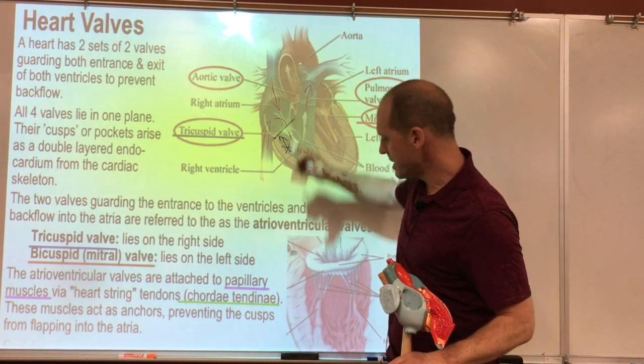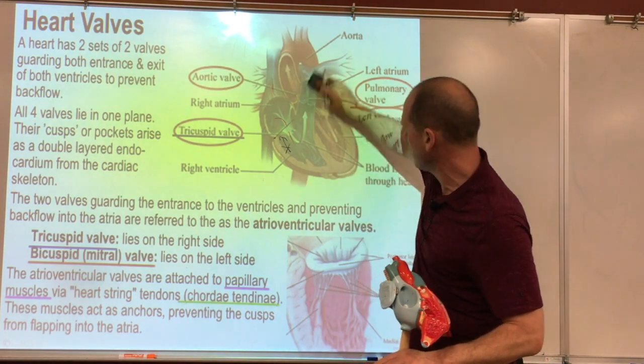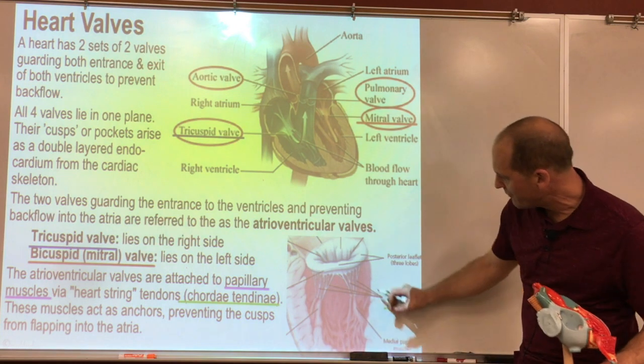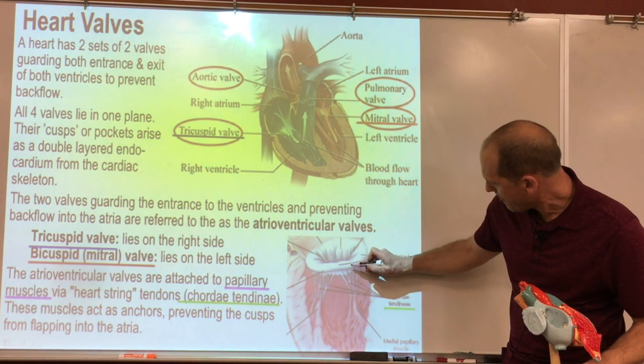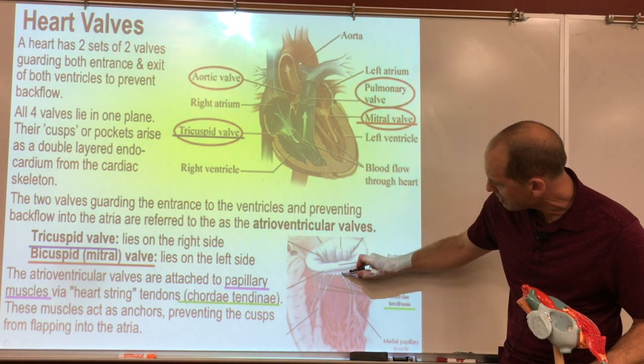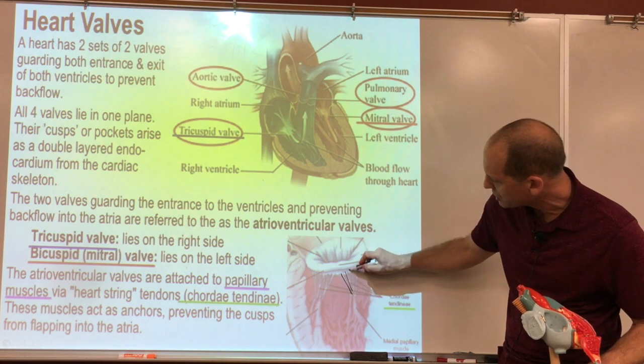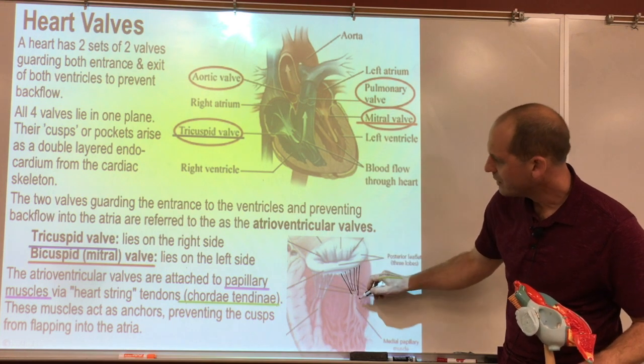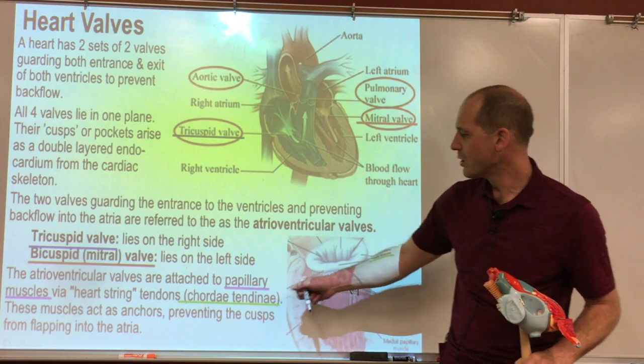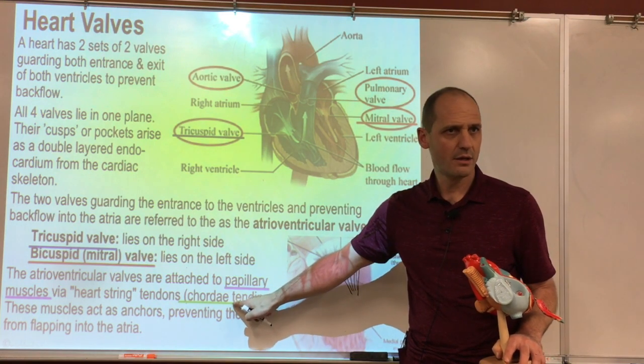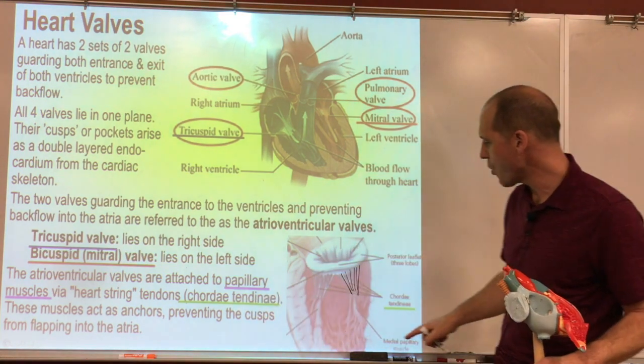The valve is... oh, you can see that actually in here. The valve, this is one of those valves between the atrium and the ventricle, and it has some tendons like these little strings on it. They call them heartstrings, or chorda tendineae. I know. Tendinous cords.